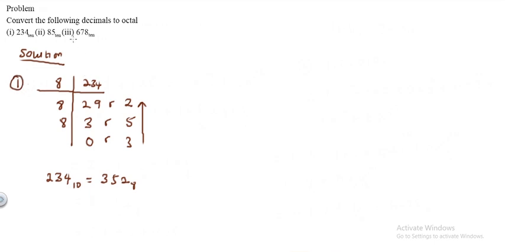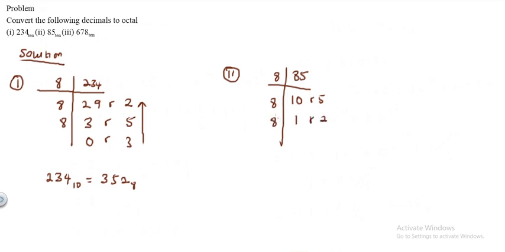You can try the second one and the third one. For the second example, we are told to convert base 85 decimal to octal. So this is 85. I'll draw my table again, and then 8. Ask myself, how many times does 8 go into 85? 8 goes into 85 10 times, remainder 5. The same thing again. Ask myself, how many times does 8 go into 10? You know that that's 1, remainder 2.